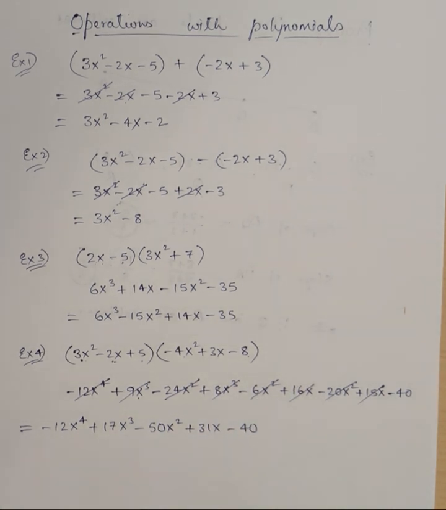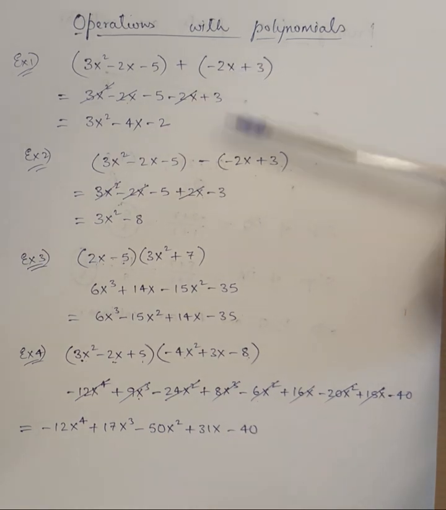So that's how you multiply two polynomials. We talked about adding, subtracting, and multiplying. Dividing polynomials is somewhat more complicated, and it's also similar to long division of numbers, if you remember that. And we'll cover that in a separate video. Thank you.